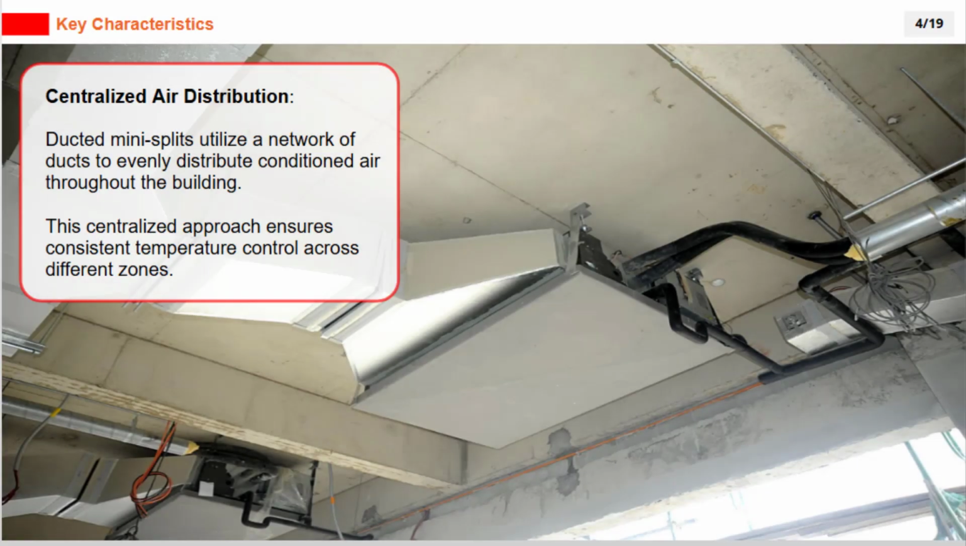Centralized air distribution. Ducted mini-splits utilize a network of ducts to evenly distribute conditioned air throughout the building. This centralized approach ensures consistent temperature control across different zones.